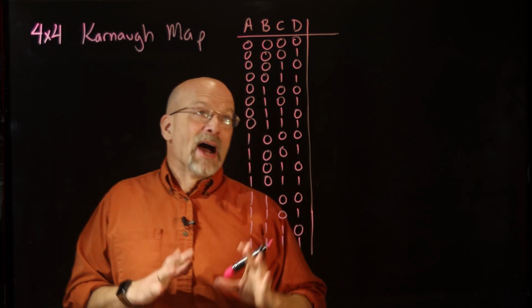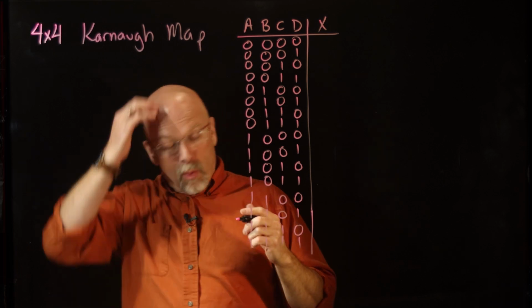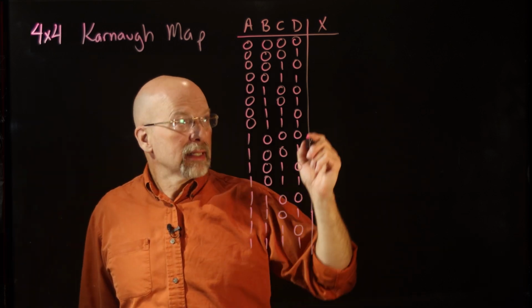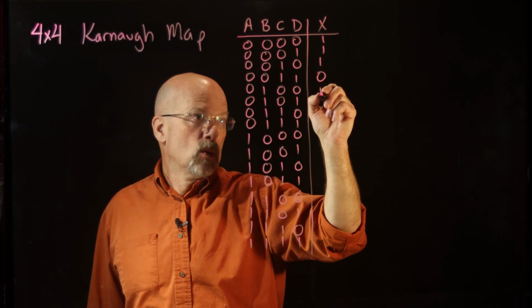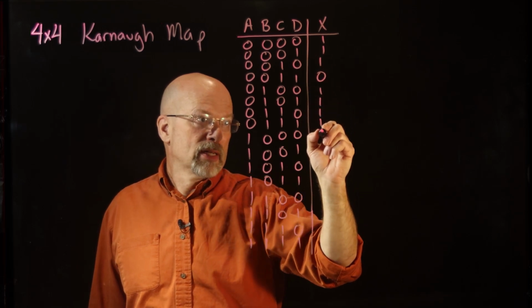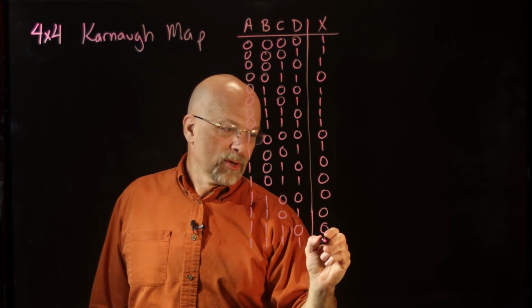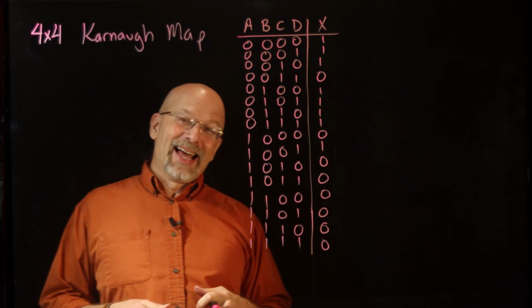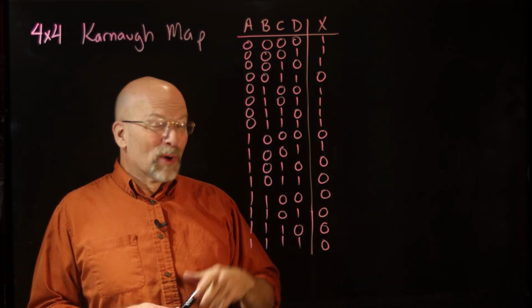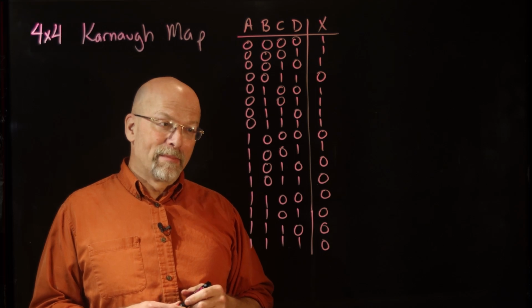Now, what about our X? What is X going to look like? Well, for X, let's see, how about 1, 1, 1, 0, 1, 1, 1, 1, 0, 1, 0, 0, 0, 0, 0, 0. Wow, that's a lot of rows. We're going to need a 4x4 Karnaugh map.